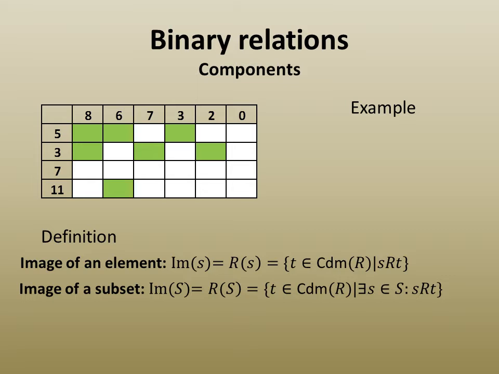The image of a subset has a less readable definition. It is equivalent to, given a subset S of the domain, then t is an element of the image of S only if there is at least one element of S that is in relation R to it. For example, to find the image of the set comprised of 3 and 11, we could go through the elements of the codomain one by one, asking if either 3 or 11 is related to it.